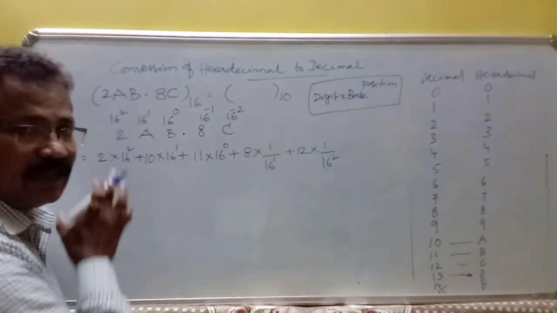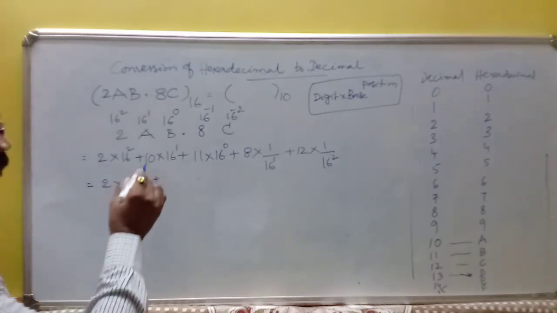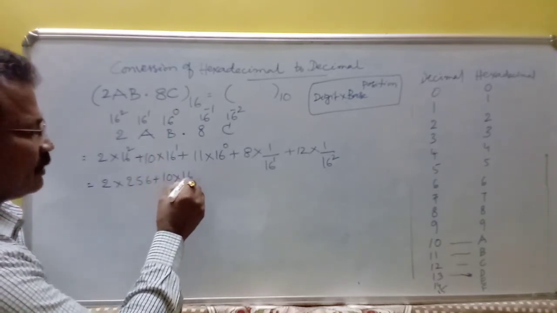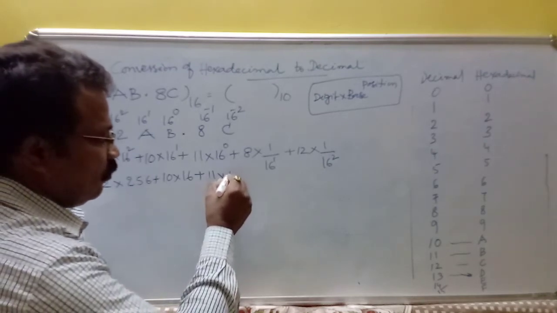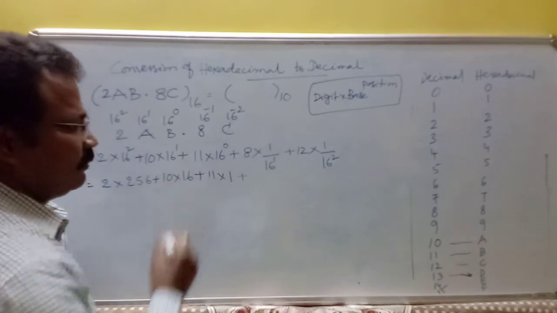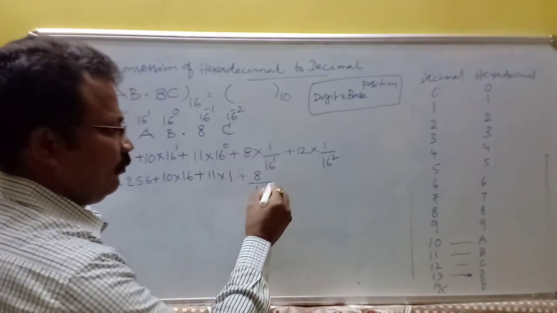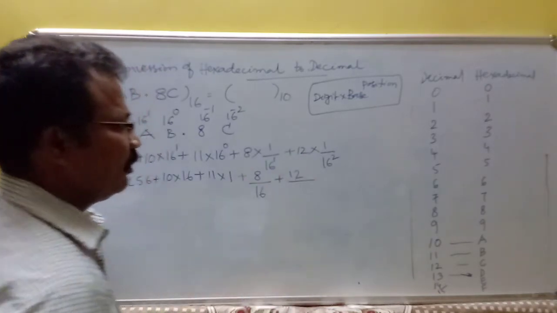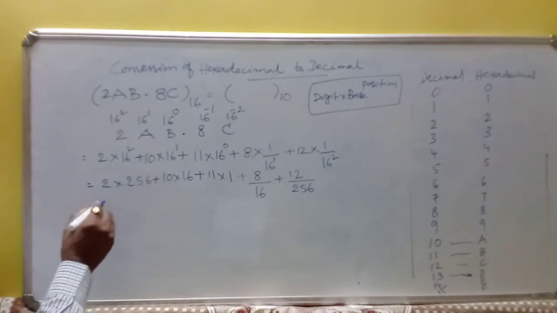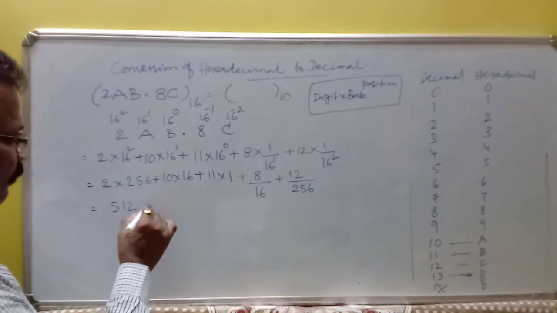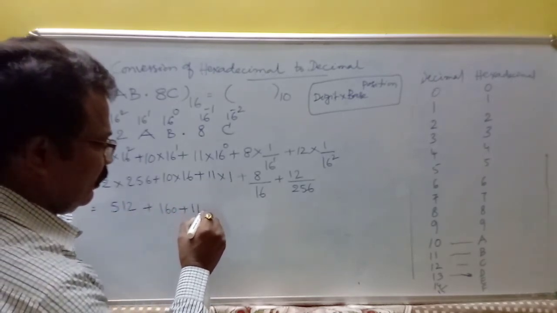Now, we have to simplify this expression. 2 into 16 squared means 2 into 256, which is 512, plus 10 into 16 to the power of 1, which is 160, plus 11 into 16 to the power of 0, which is 1, since anything to the power of 0 is 1, so 11. Plus 8 by 16 plus 12 by 16 squared, which is 12 by 256.